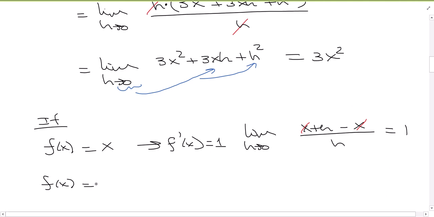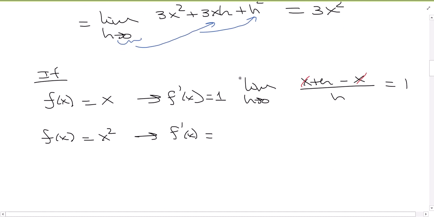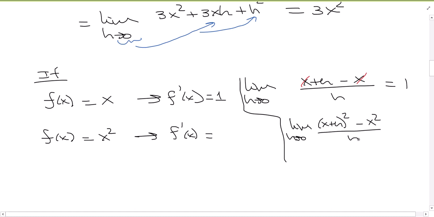If f of x is x squared, what's the derivative? We'll do it here on the side as well. It'll be the limit as h goes to 0 of f of x plus h minus f of x all over h, where f of x plus h is x plus h squared. By now you should be pretty proficient at finding x plus h squared. So that's x squared plus 2xh plus h squared minus x squared all over h. If you're not, that means you need to practice some more, you need to do some more homework.